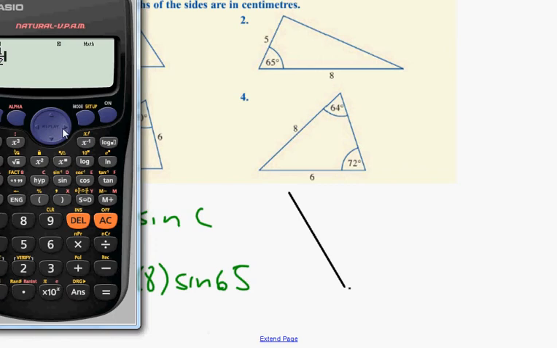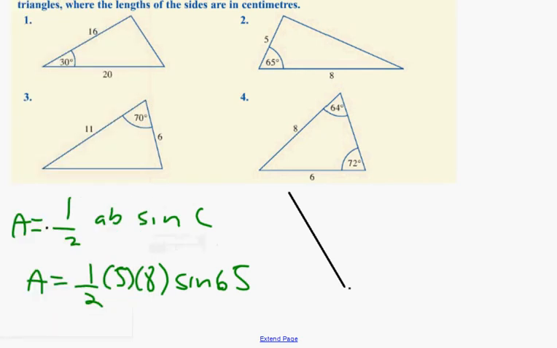Okay. What did you say? Yes, you did. Now, 18.13. Okay. It says they're given to you in centimeters. What's area measured in? Centimeters or centimeters squared? Centimeters squared. Okay. Now, that's how you do all of them.